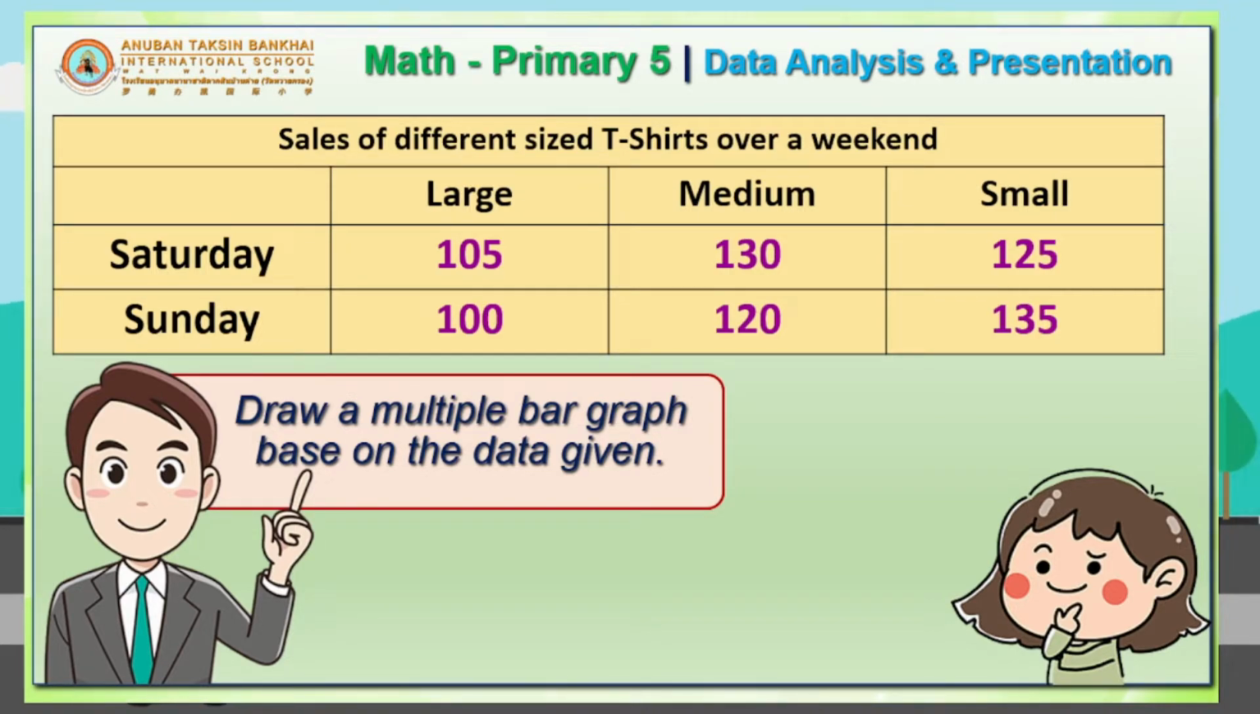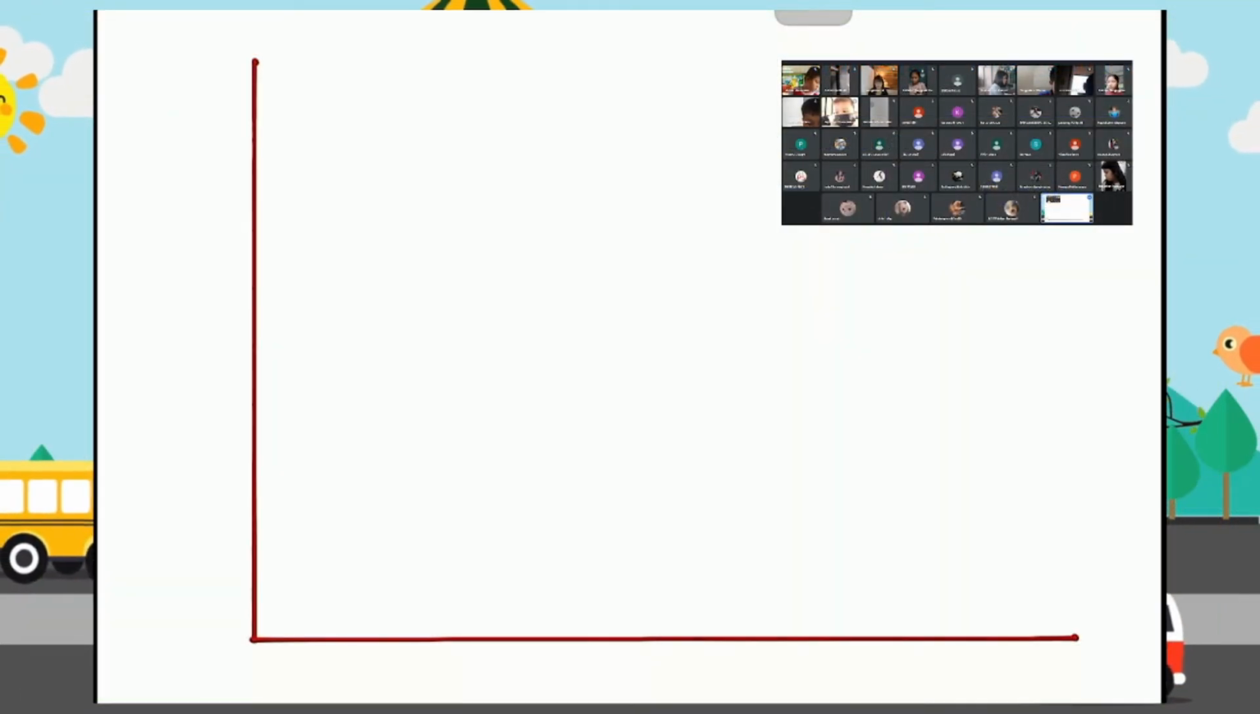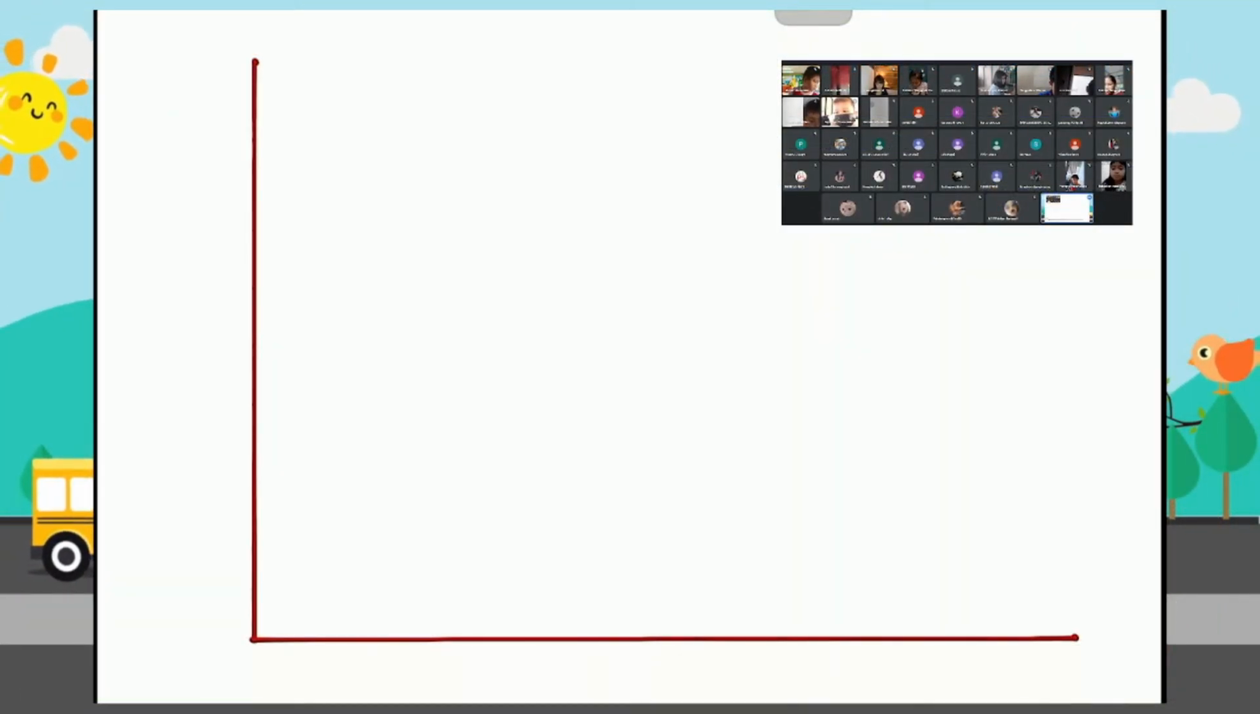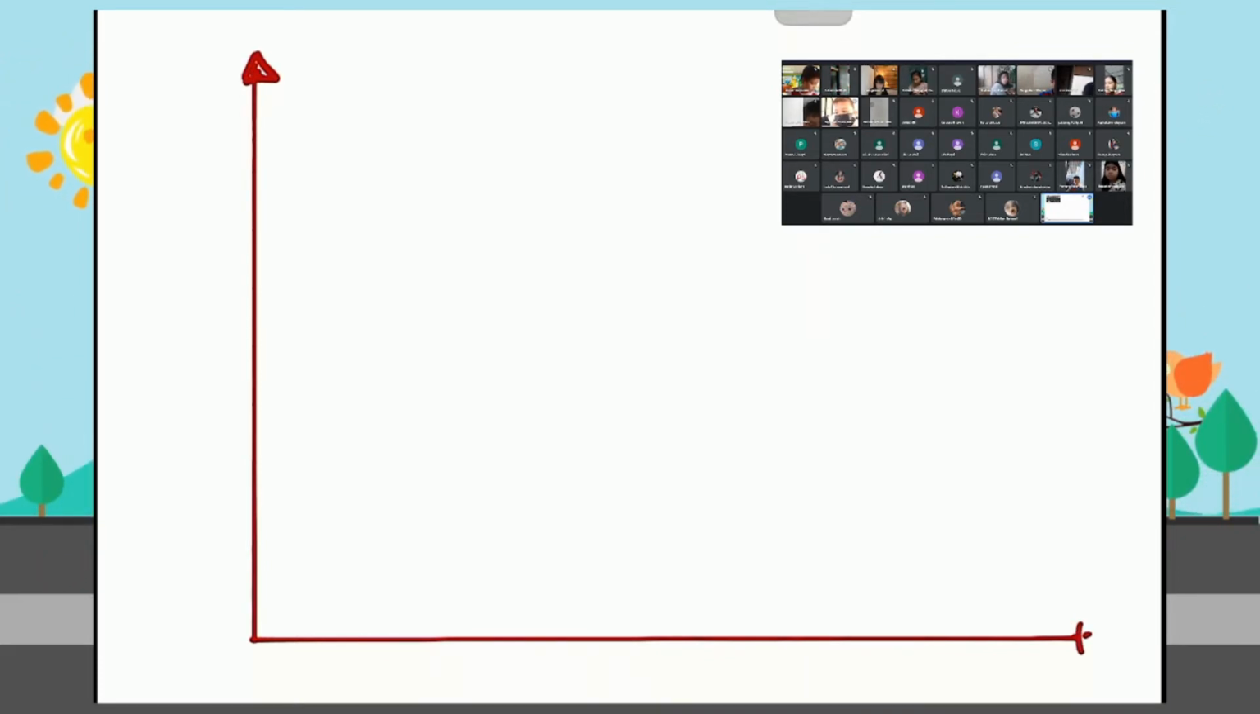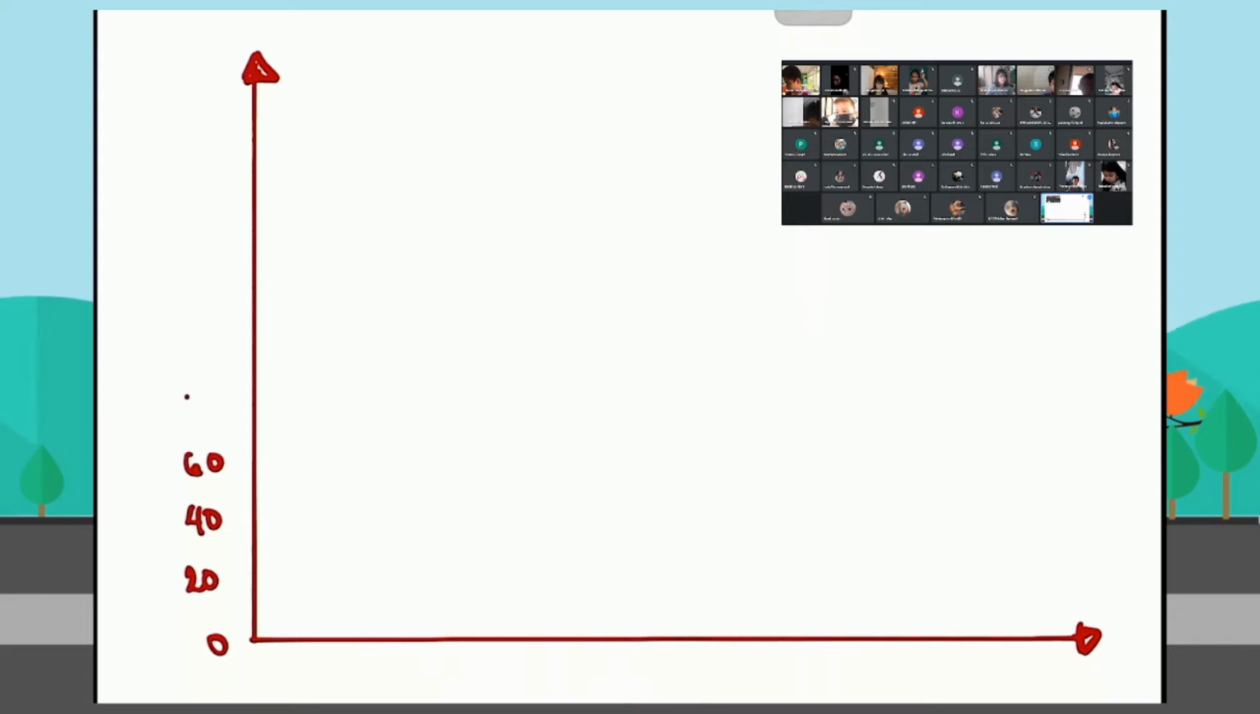So if this is my scale, on your worksheet, no problem. We have 0, 20, 40. This is on your notebook, on your paper. 60, 80, 100, 120, 140, 160. Okay, so again, we have our data.